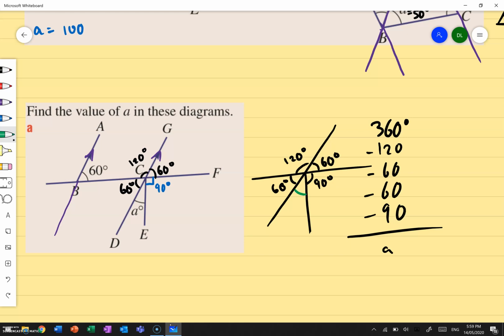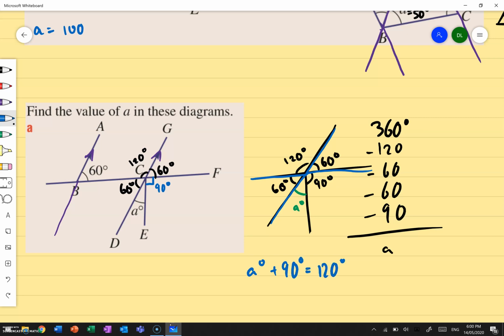Or, I can say that, well, I know that these are both 60, right? Which means that this one over here is 120, and this total, let's use a different color actually, is 120, which means that the other side of the vertically opposite angle should be 120. So A degrees plus 90 degrees equals 120.